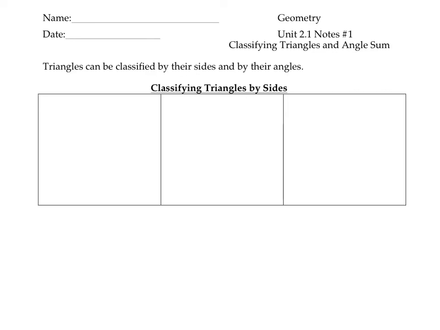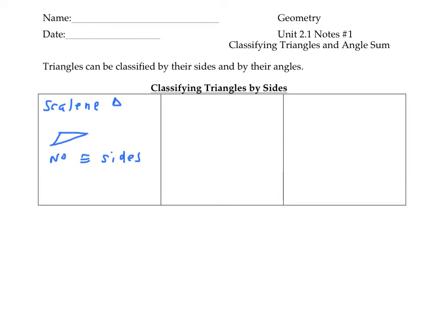There are three different types of triangles according to their side lengths. The first type is a scalene triangle, and that's a triangle where no sides are congruent to each other. So all three sides have different lengths.